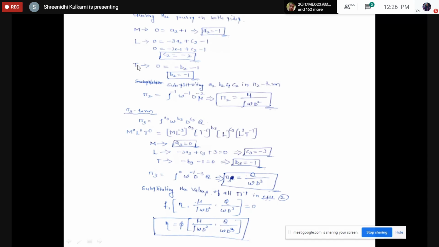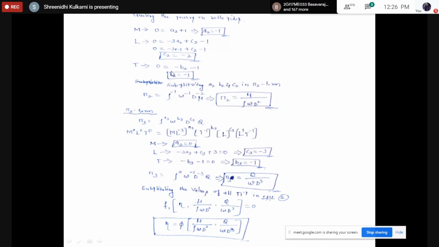Similarly, try to solve for T. I hope everyone got a2 is equal to -1, c2 is equal to -2, and b2 is equal to -1. Yeah, next.